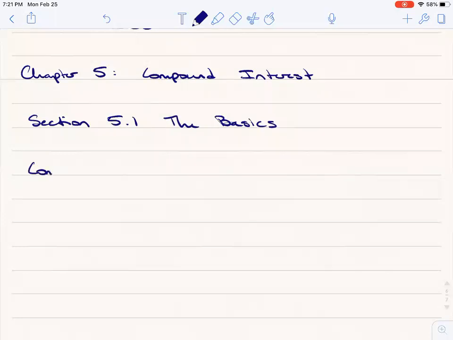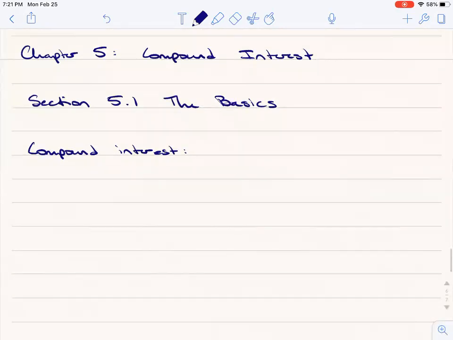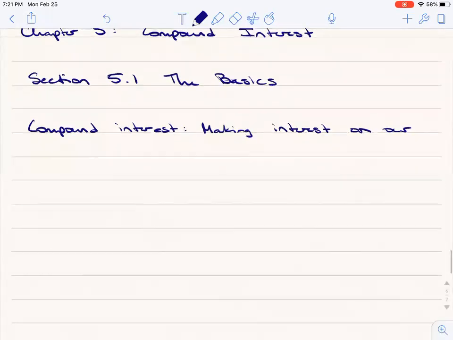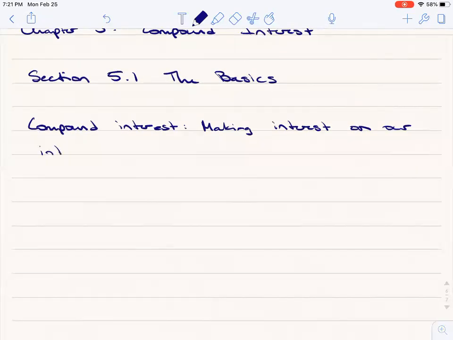So compound interest in its simplest form is just making interest on our interest as well as our principal.